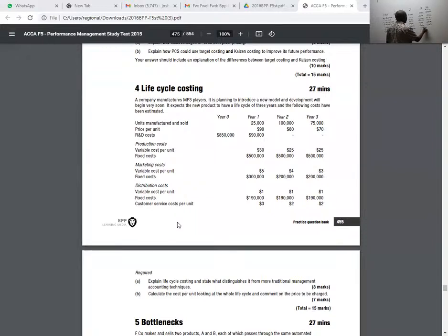So could you kindly give me these figures now? For service cost, what do we have here? How much do we have?